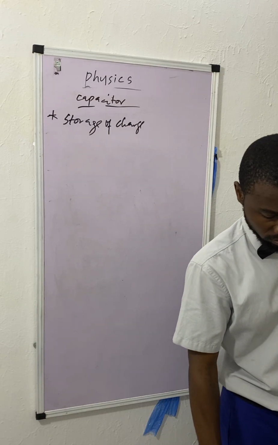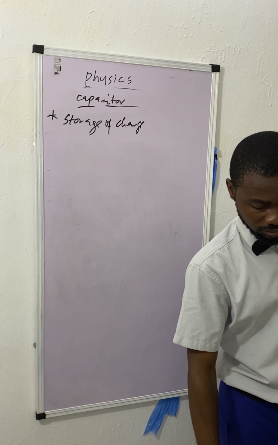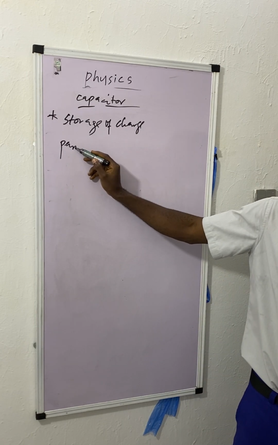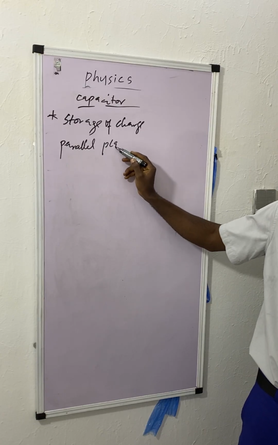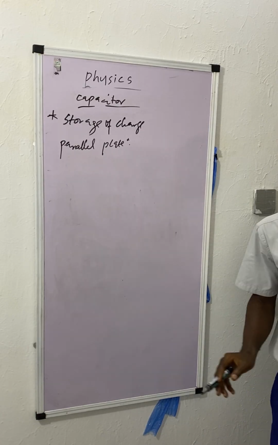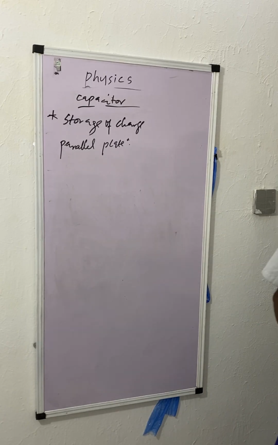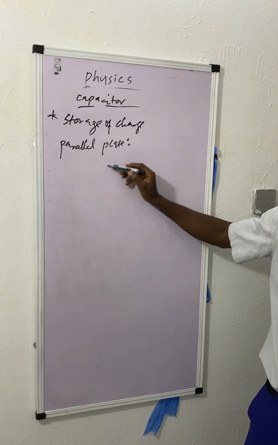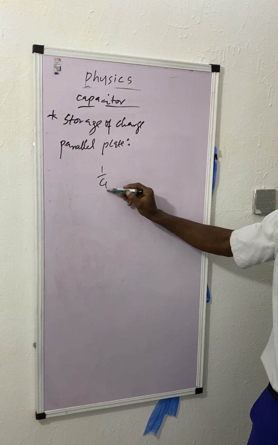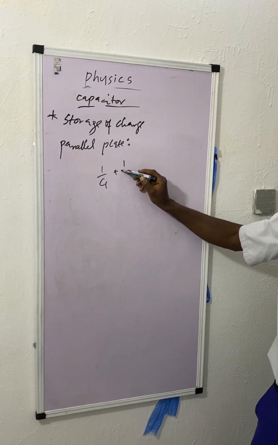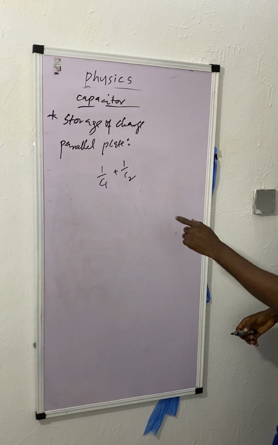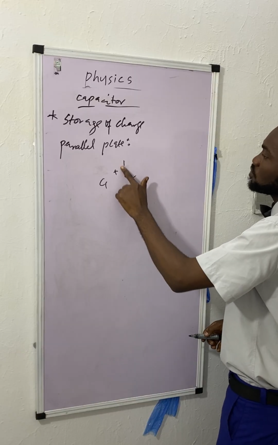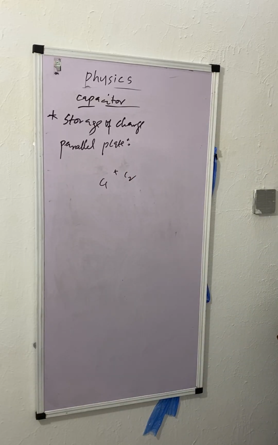All right. There are different types of capacitors. We have parallel plates and we have the electrolytic capacitor majorly. For the parallel plates, the capacitors are connected in parallel, something like this. Let's say C1 plus C2. So these are parallel plate capacitors. It's connected like this, C1 plus C2.